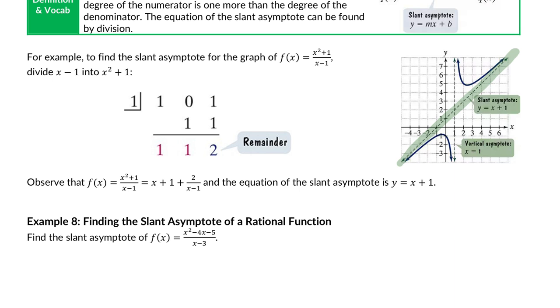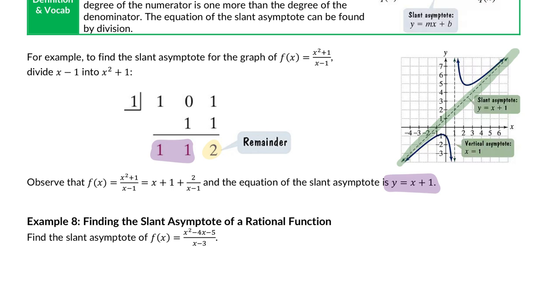The one thing I want to bring to your attention is when you finish this division problem, we always had our remainder and we had our quotient. I do not care about the remainder. Your slant asymptote is only the quotient part. Do you see the plus 2 over x minus 1 in this answer? No, we just straight up let it go. We don't care. For slant asymptotes, if it's a division question, I do care.